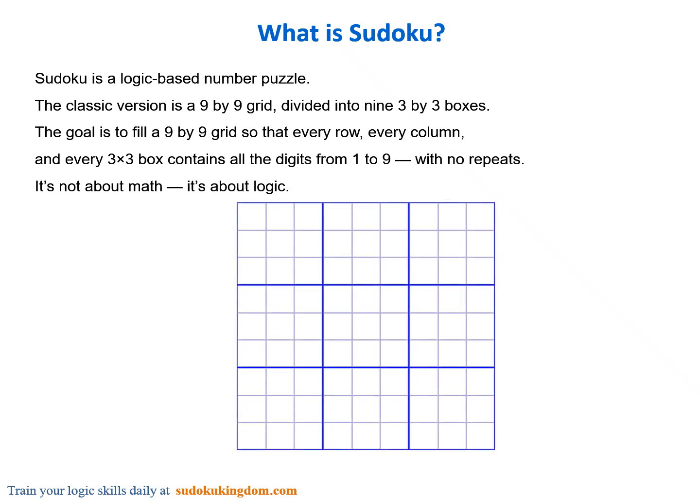What is Sudoku? Sudoku is a logic-based number puzzle. The classic version is a 9x9 grid divided into 9 3x3 boxes. The goal is to fill a 9x9 grid so that every row, every column, and every 3x3 box contains all the digits from 1 to 9, with no repeats. It's not about math, it's about logic.